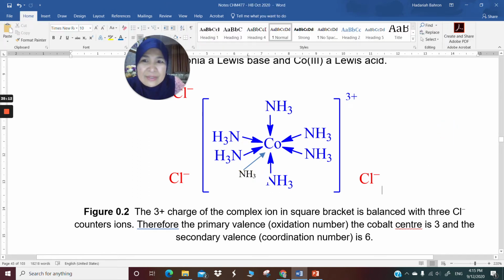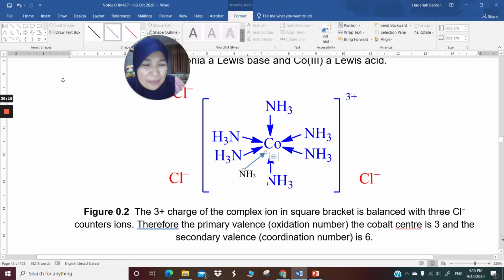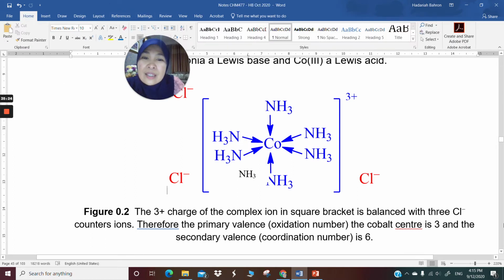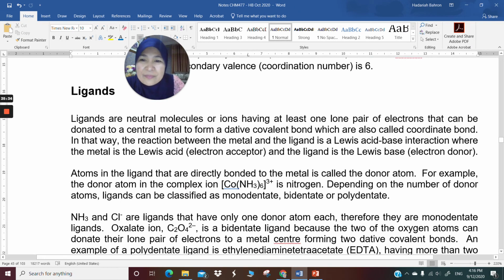But this one is not correct, so I'm going to delete this. I just want to make a point that you have to be careful to draw your arrow from the actual donor atom to the metal center. So I'm taking that away, deleting it. So be careful when you are drawing a coordination compound. Okay.